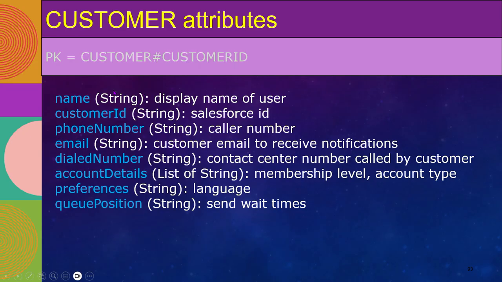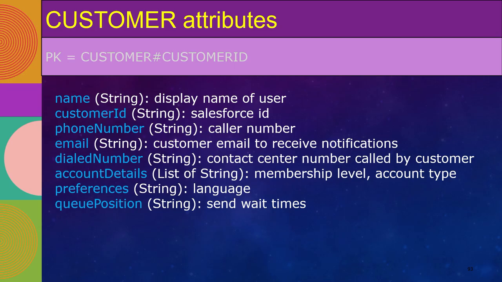But what are my customer attributes? I got a display name. I got a customer ID, and this is where you could have a Salesforce ID. Is it the same as your user ID? You have a phone number. This is the critical thing. The user has a phone number, and they called in using a particular phone. So the question is, what phone can I call them back on? So you want to store that information.